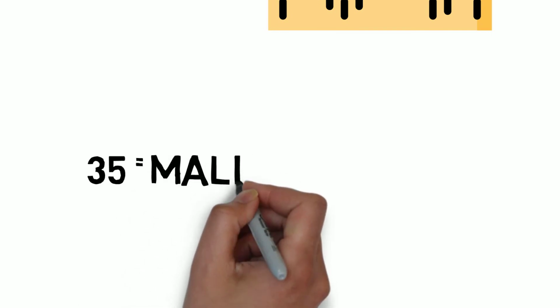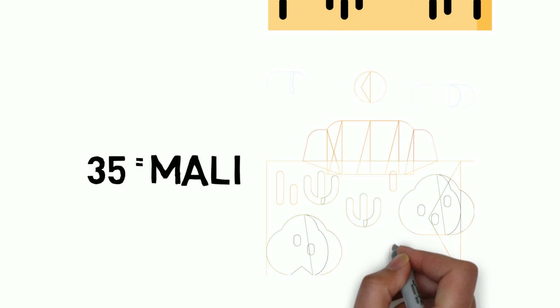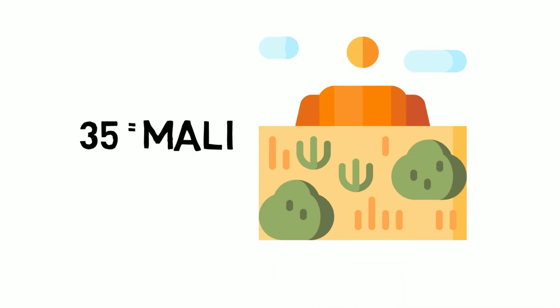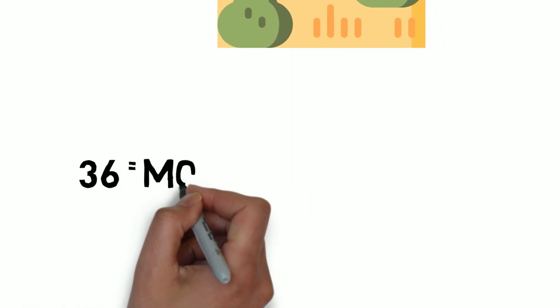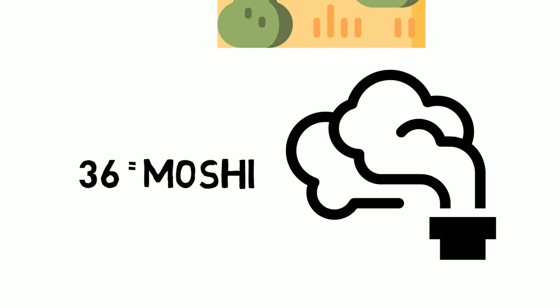For 35, I use the word Mali, which is also a Swahili word meaning land. I imagine myself having lots and lots of land. With 36, Moshi is my peg word of choice. Again, it's a Swahili word meaning smoke. I picture seeing a huge cloud of smoke hovering above.